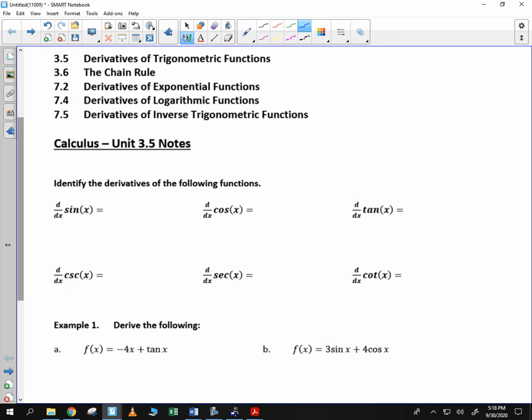And this symbol d over dx is another way of writing derivative. So you could say you're finding the derivative of x squared by writing that prime symbol, which is 2x. But another way of saying it is d over dx of x squared.